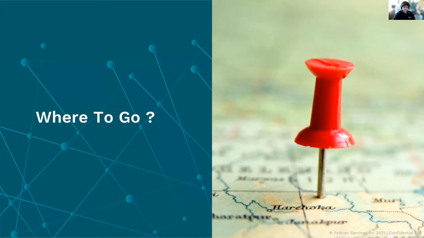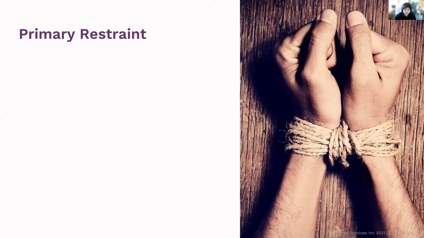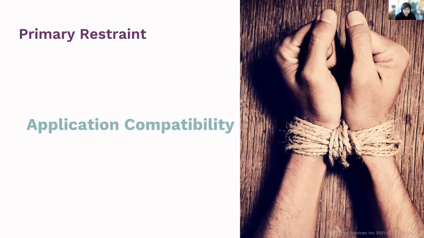So the first thing whenever we begin a migration project is, of course, the question, where are we going? What version do you want to go to? What is it all about? Whenever you want to make this decision, what would be your primary constraint? Your primary constraint is most likely, in 90% of the cases, going to be your application compatibility. That is what is going to drive this entire project.